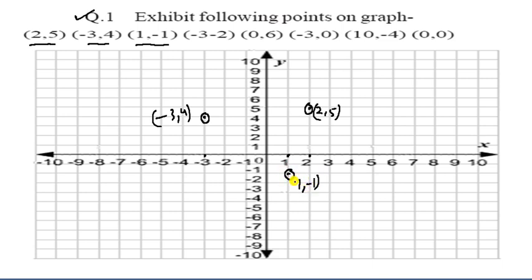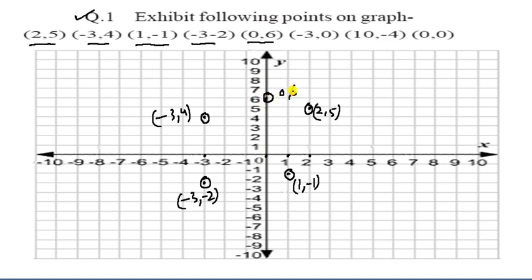Let us see this number (1, -1). So 1 is here and -1 is downward. So you can write here (1, -1). This is the second number. And now -3 and -2. So -3 is here and -2 is downward. So you can say (-3, -2).